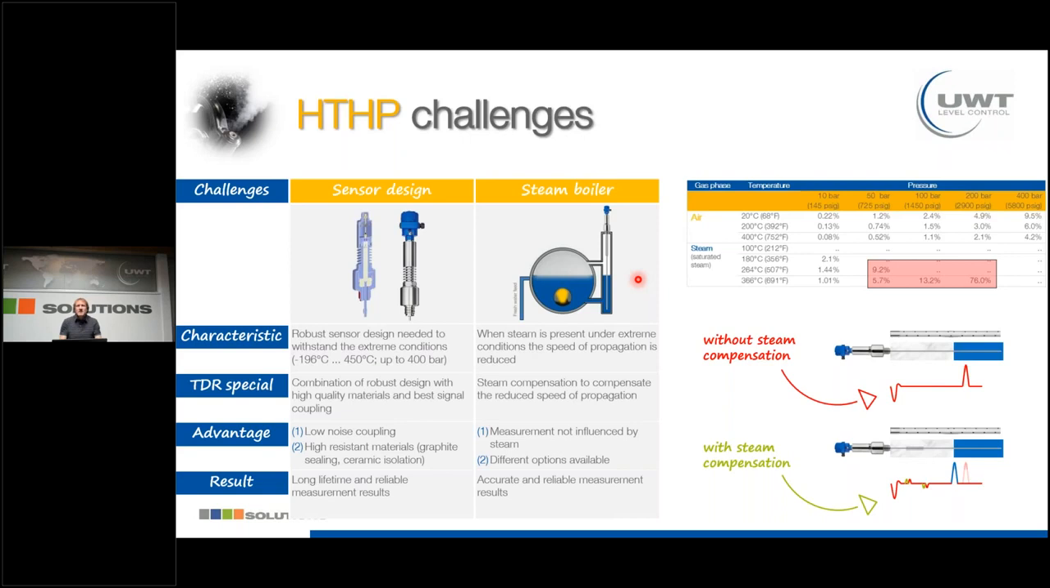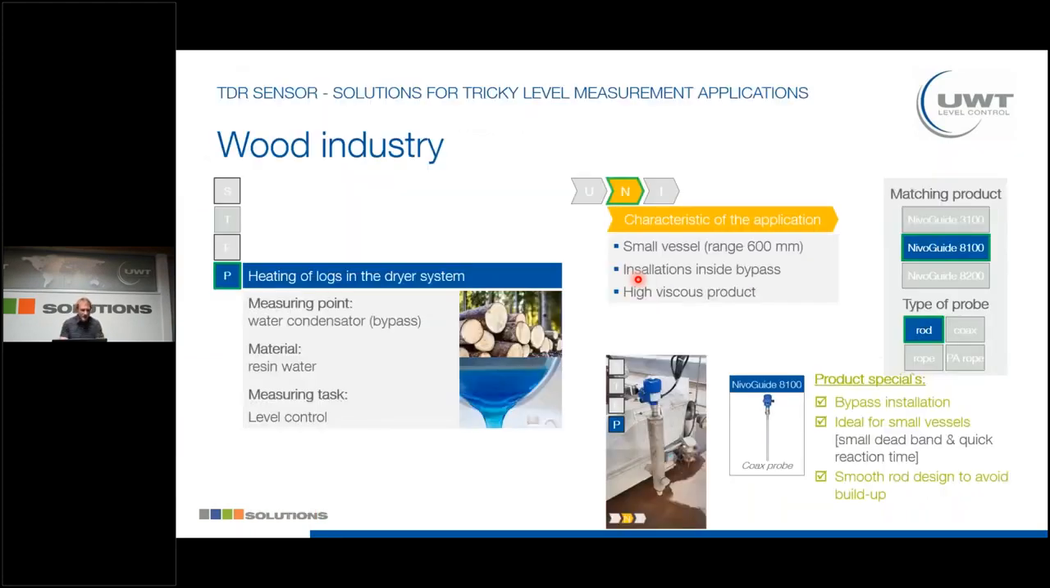So this was basically the overview of the TDR sensors we are offering. So for solids, for liquids, and also for high temperature, high pressure applications. The different challenges, what happens, and why TDR sensors can be used for those challenges. I hope it could make it a little bit clear. What I have in the end are two success stories of what we already installed.